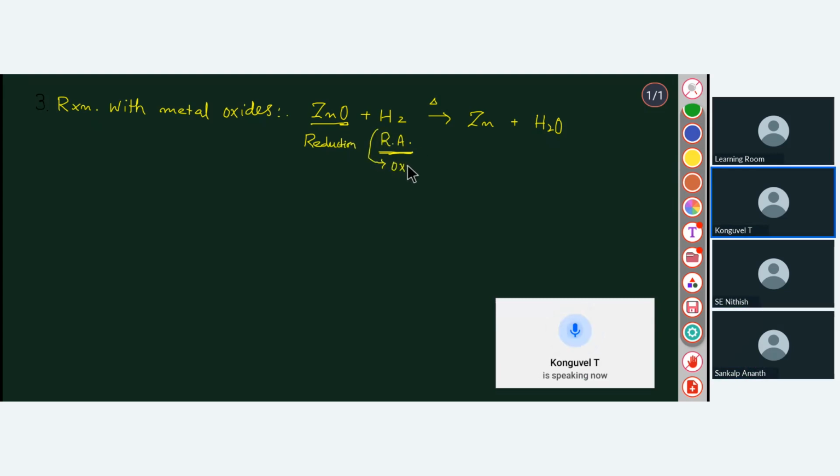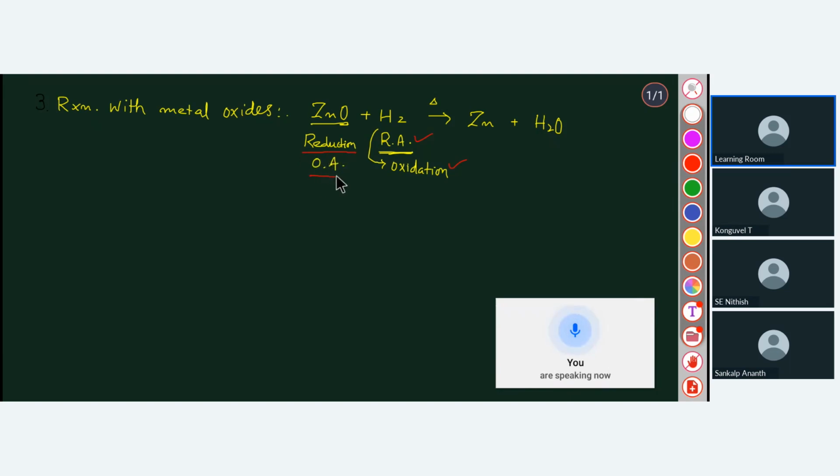Correct. So you have to remember the opposite. That which undergoes oxidation will act as a reducing agent, and that which undergoes reduction will act as an oxidizing agent. This is very important. I'm again repeating it: the substance which undergoes oxidation will act as reducing agent, and similarly the substance which undergoes reduction will act as oxidizing agent. Got it?